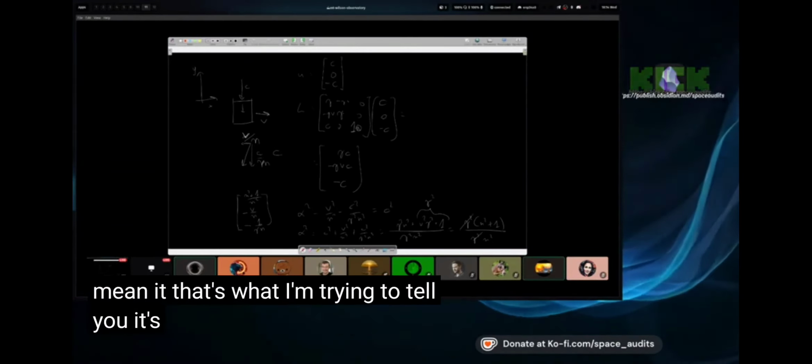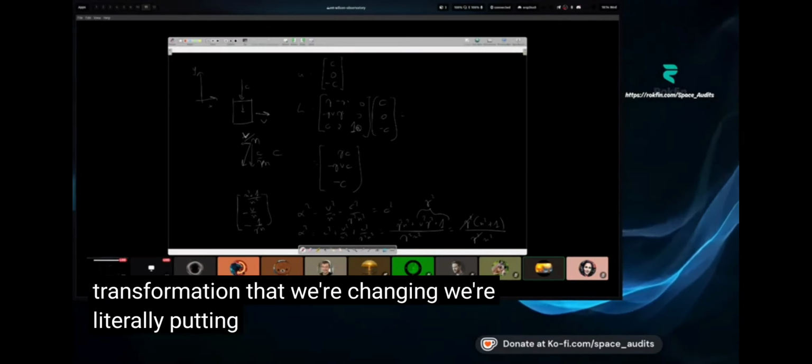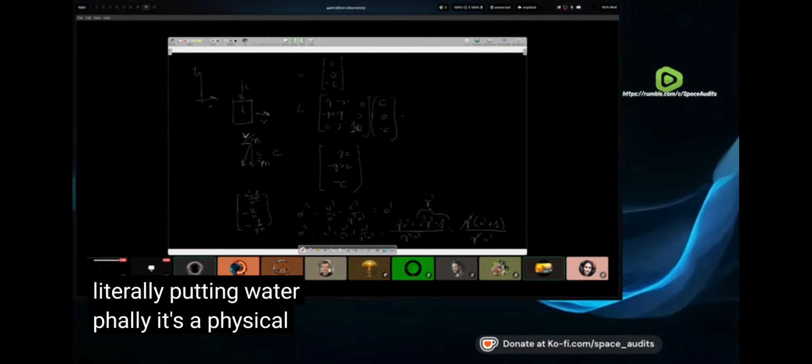What do you mean? That's what I'm trying to tell you. It's not a frame transformation that we're changing. We're literally putting water in and slowing it down physically. Yeah, it's a physical change.